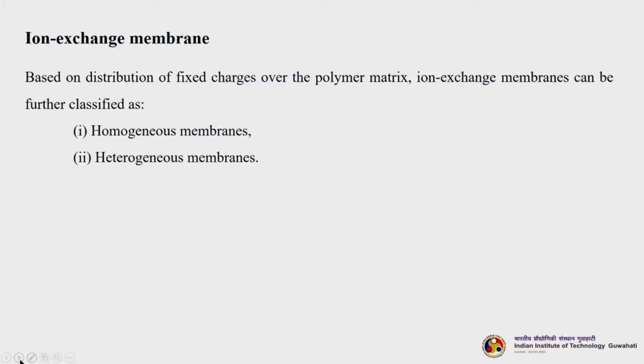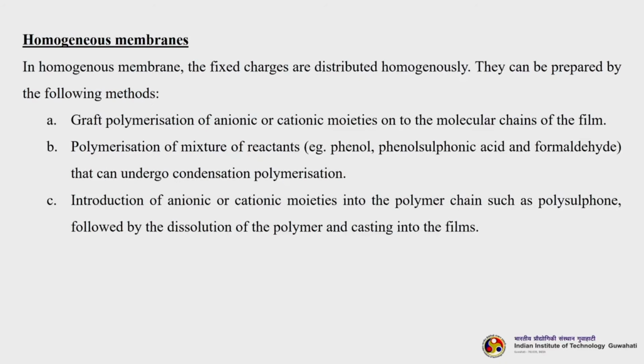Based on the distribution of fixed charges over the polymeric matrix, ion exchange membranes can be further classified into homogeneous membranes and heterogeneous membranes. In homogeneous membranes, the fixed charges are distributed homogeneously. They can be prepared by the following methods. First, graft polymerization of anionic or cationic moieties onto the molecular chains of the film, or polymerization of a mixture of reactants. In the first one, the moieties, that means the cationic and anionic groups, the ions themselves, are directly grafted on the surface of the polymer. In the second case, it is a polymerization reaction.